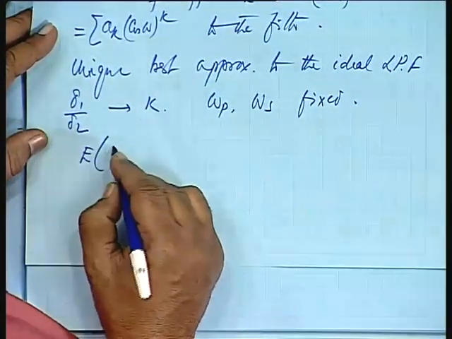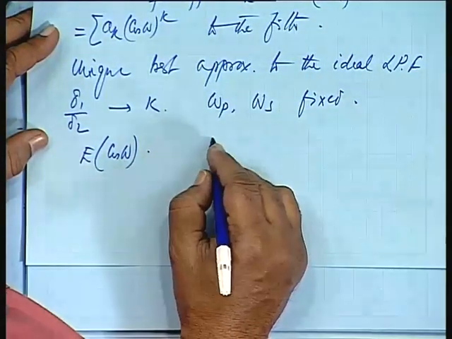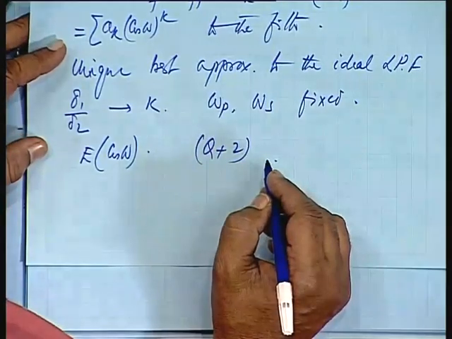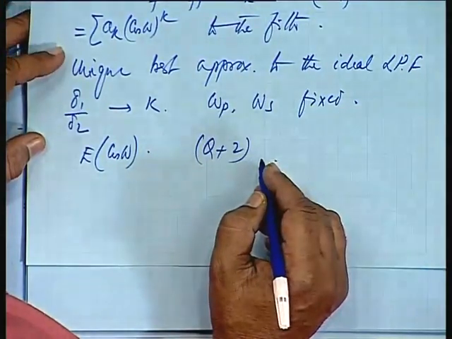E cosine omega will exhibit at least q plus 2 number of alternations on Fp. It can be more. What can be the maximum value? Can it go to infinity? It should be at least q plus 2. What could be the higher value? 2q plus 1.